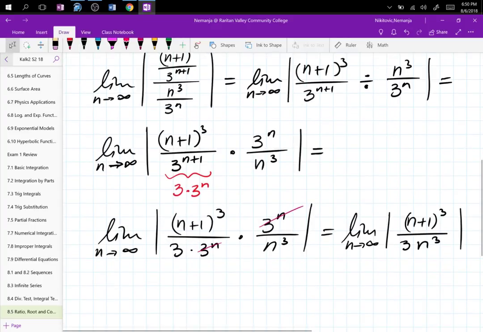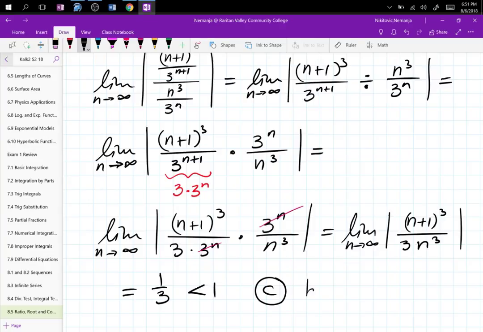Now, if you know your limits, you see that this is n cubed divided by n cubed. The rest of the terms will go to 0. So what you have here is 1/3 as the answer. That is less than 1. So we have convergence by the ratio test.